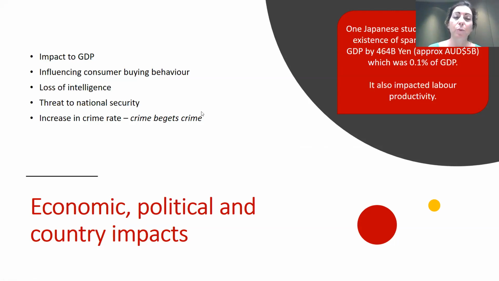It also influences consumer buying behaviour. If people receive phishing emails from their favourite stores, it's going to affect people's consideration of actually buying online and the safety of that. You get scammed once, I'm not going to do that again, even if it wasn't the company that they usually buy from. It was a scammer pretending to be that company. So there's loss of intelligence as well from a broader country perspective, a threat to national security sometimes, and an increase in crime rates as well.